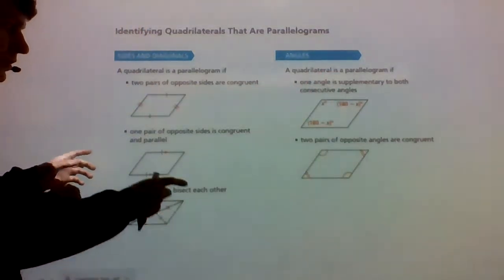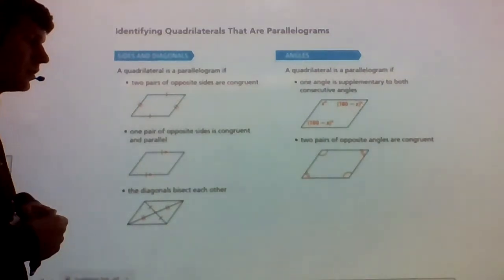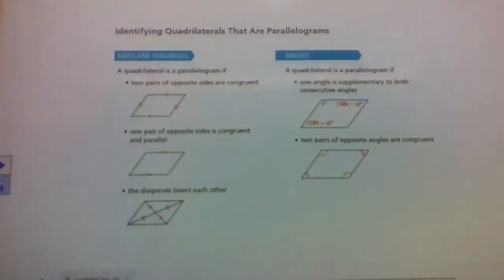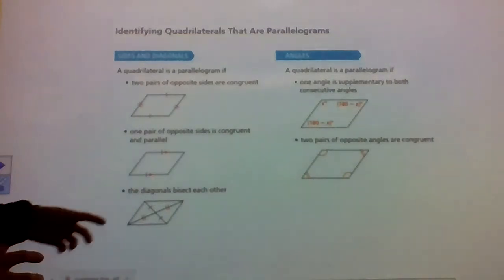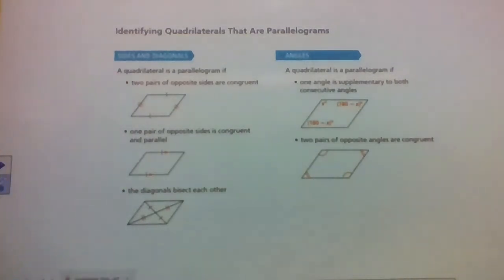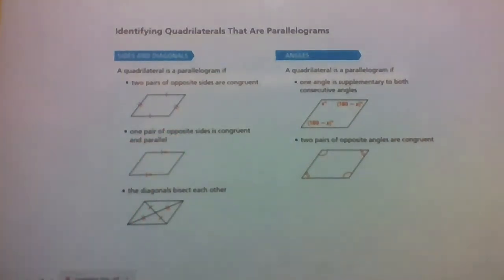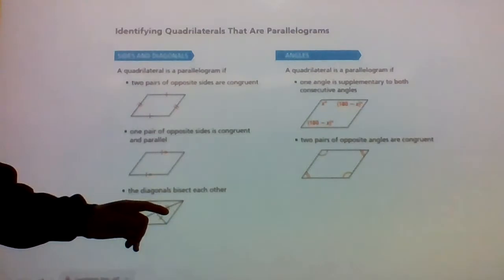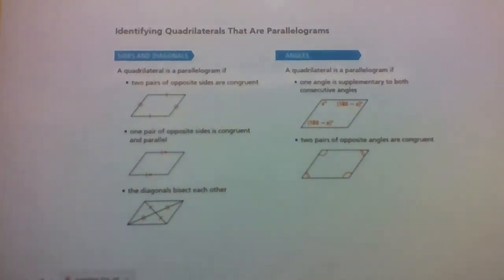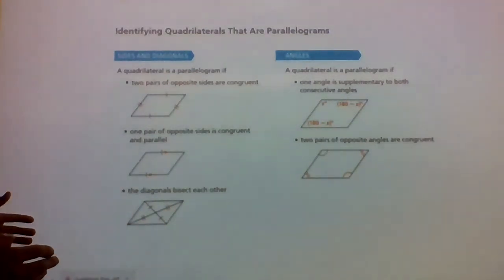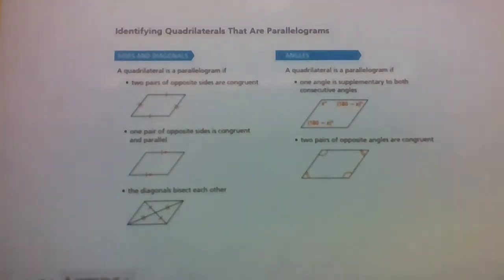We also had an additional theorem here: if one pair of opposite sides is congruent and parallel, then the quadrilateral is a parallelogram. You don't really have to worry about that one. That one's not going to be on the final. Okay, so it's just our definition, two pairs of opposite sides parallel, then the four properties, and then the inverse of those as well.